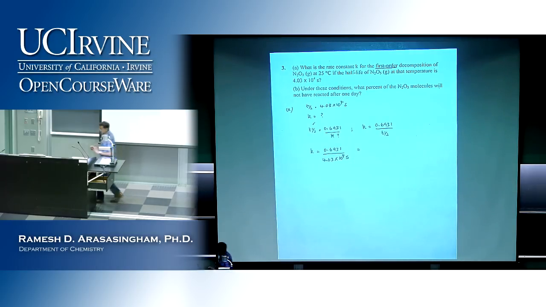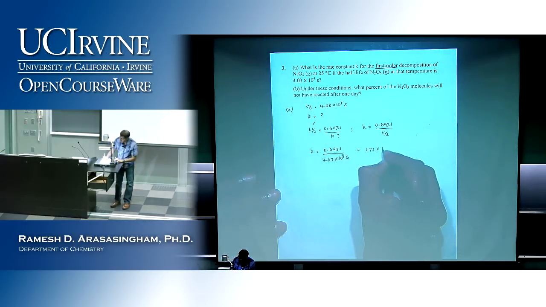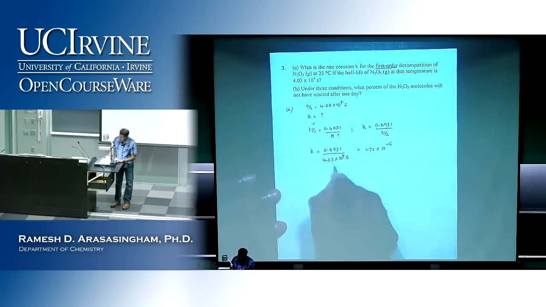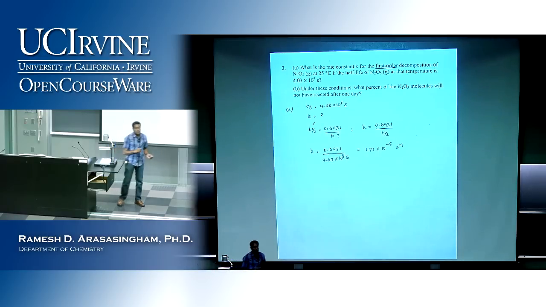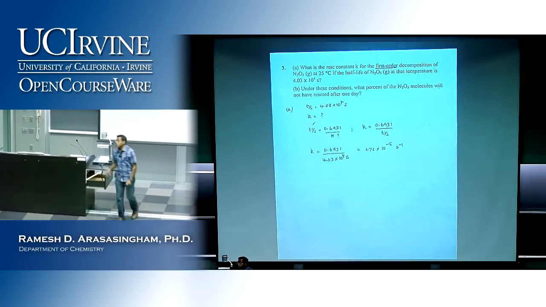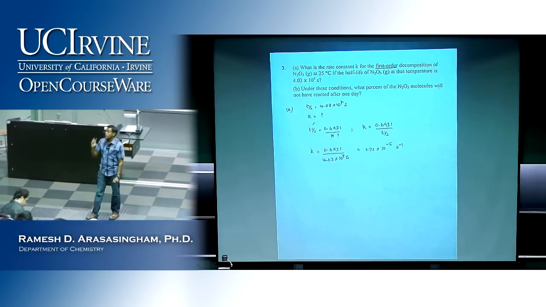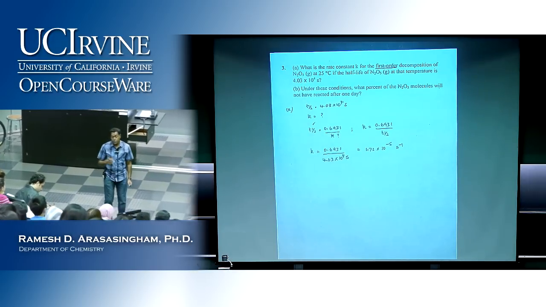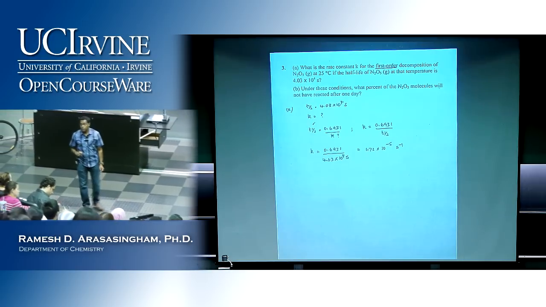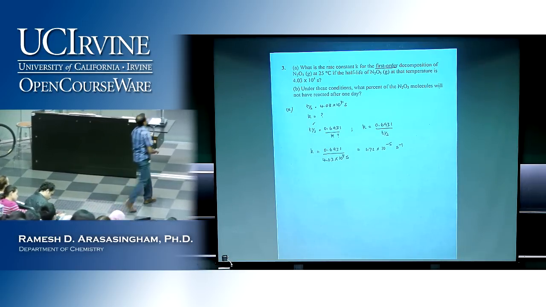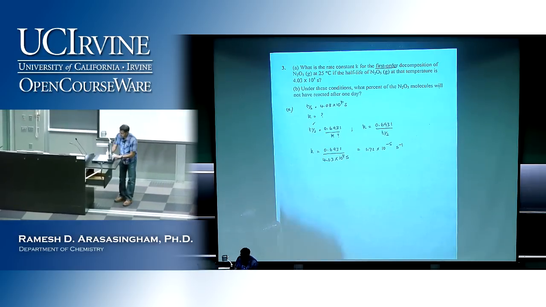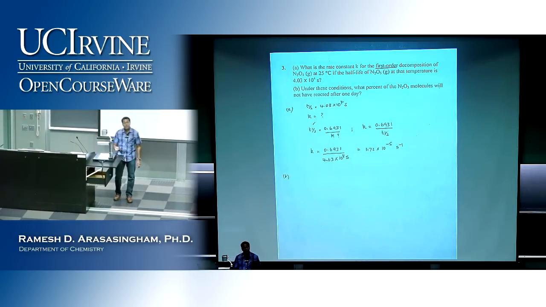And so if you put that in your calculator and work that out, it comes out to be 1.72 times 10 to the negative 5. And you can see that the unit is per second. Remember, k is rate constant, and the unit for rate constant varies depending on what the order of that reaction is. So this is first order, and you can see that's the unit for the rate constant. So that's pretty straightforward. Now, having calculated that, now for the second part, they tell us under these same conditions, what percent of N2O5 molecules will not have reacted after 1 day. All right?